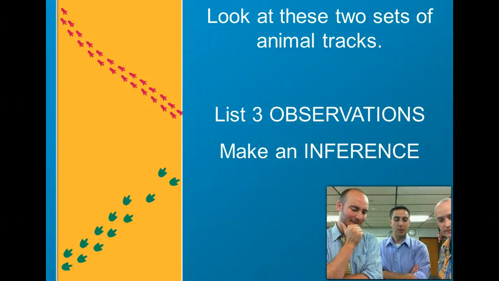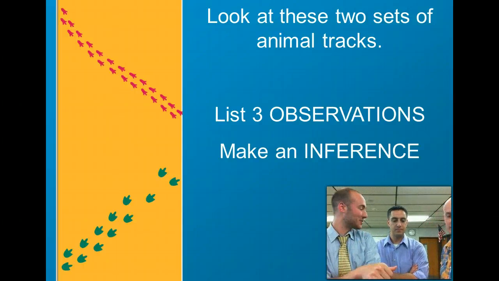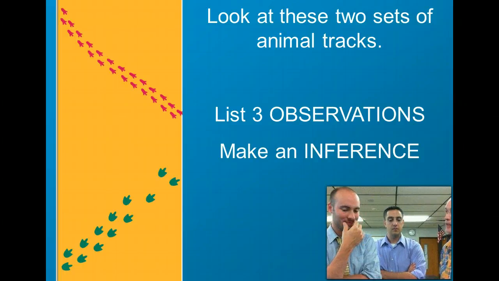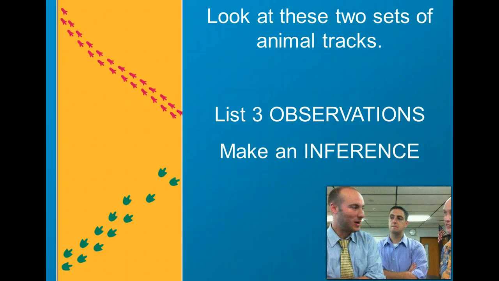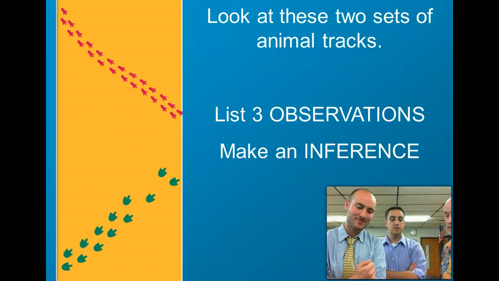Anyway, those are small tracks and they're red. Those are good. And what kind of observation would that be? Qualitative or quantitative? Qualitative. Yes, because it's quality, no numbers necessarily.